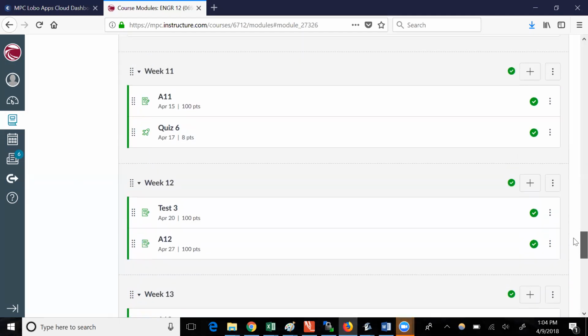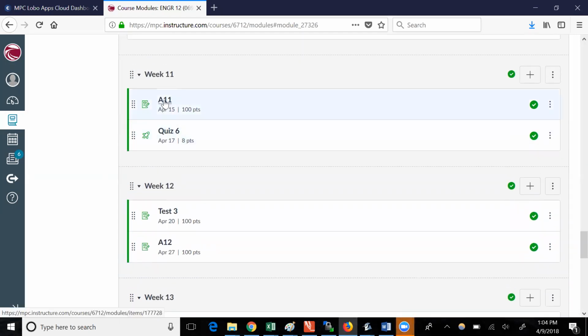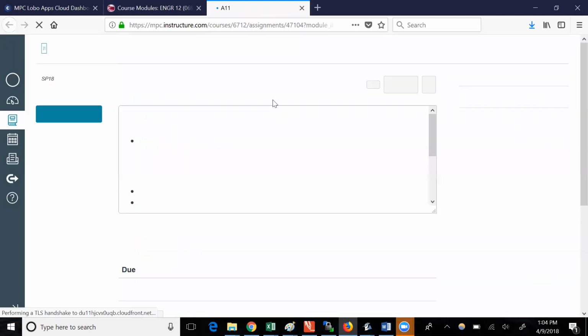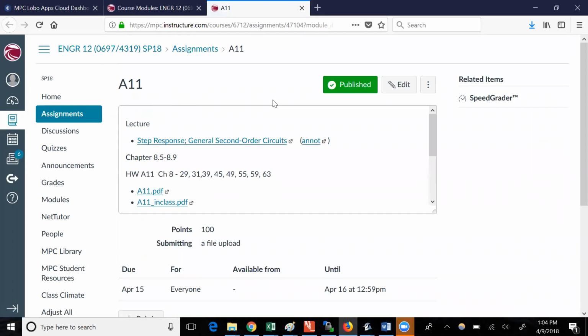So this week we're going to do one last assignment on second order circuits. We'll be doing the step response of second order circuits.